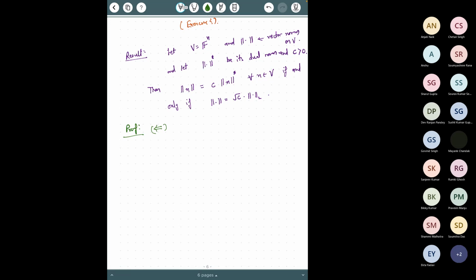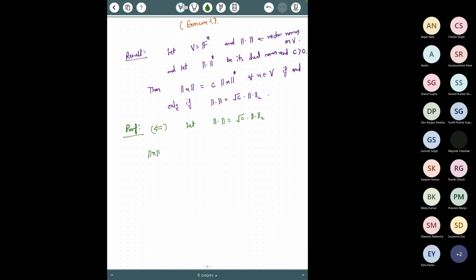So only if means suppose that the norm is equal to root C times the 2 norm. Now we have to show that this relation is true, that means the norm is equal to C times its dual. Okay, so let us see what is the dual.